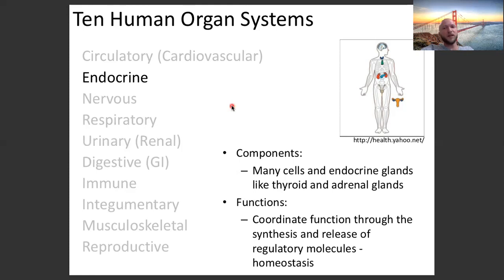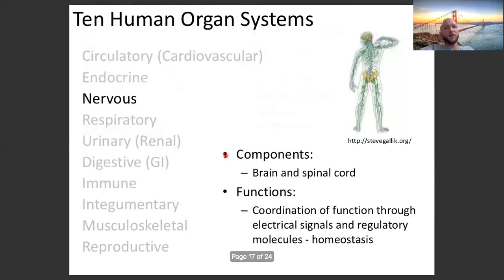Your endocrine system helps organize all those cells in your body to function together, and it does so through the synthesis and release of regulatory molecules. Your nervous system also helps you control the function of the many, many cells throughout your body. It does it through electrical signals and also the release of regulatory molecules.